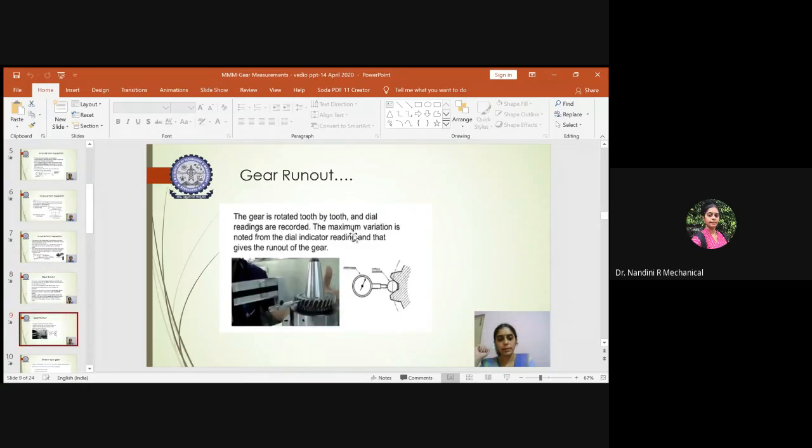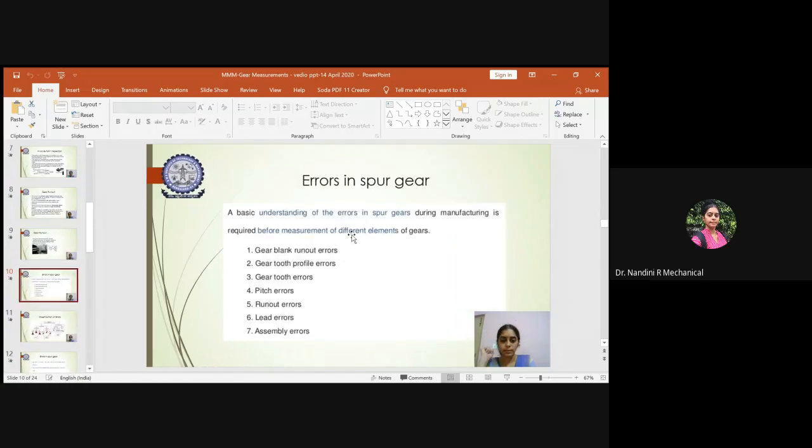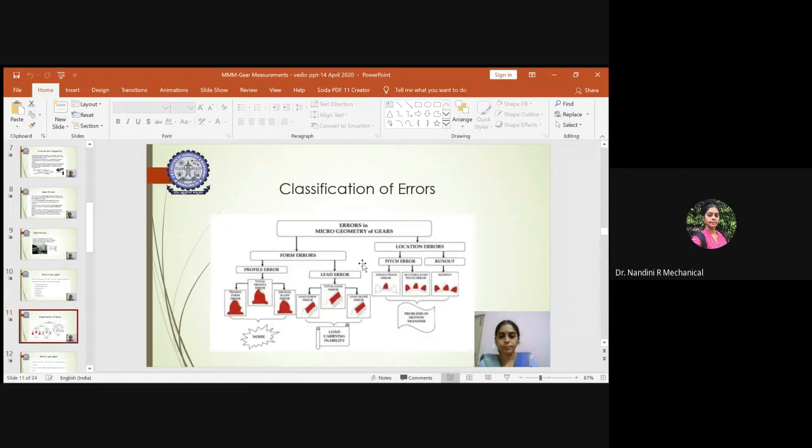So we dealt with it and how to evaluate the errors in spur gears. Many types of errors will come up across. It could be gear blank runout, gear tooth profile errors, gear tooth errors, pitch errors, runout errors, lead errors, and assembly errors. So how will you overcome the errors associated with the gear.